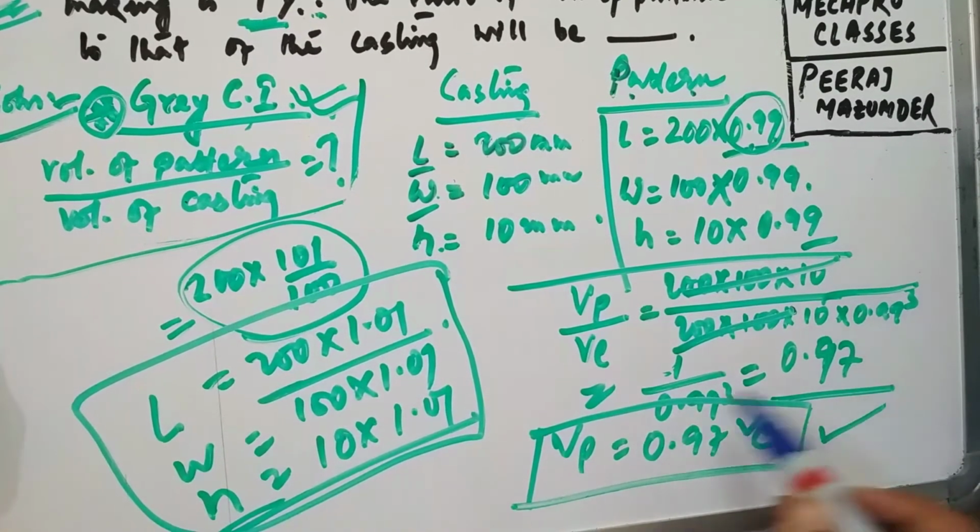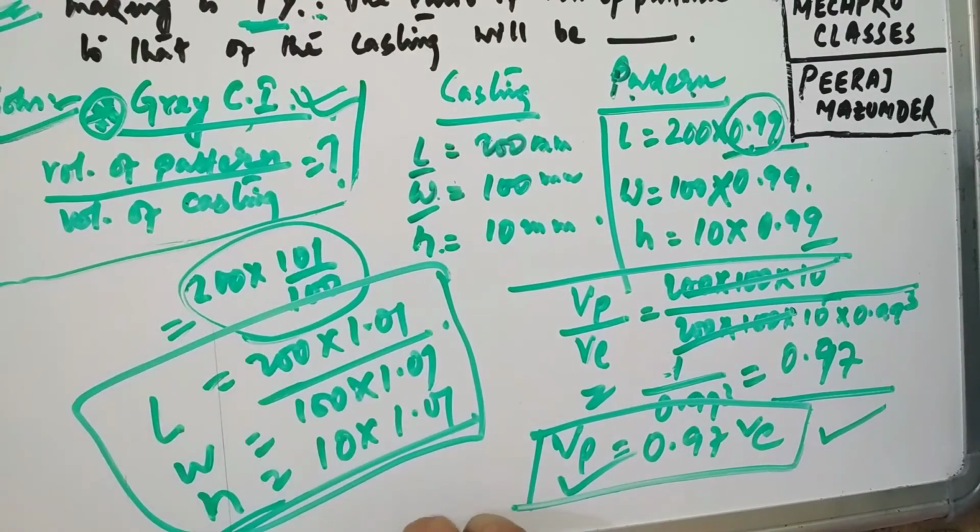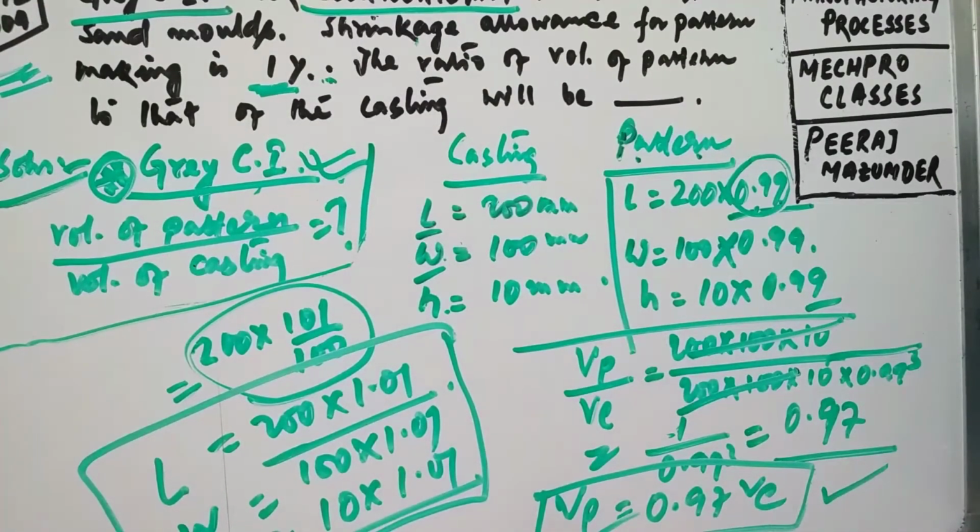So that will be the final answer, and you can see the VP, that is the volume of pattern, should always be lesser than the volume of casting in case of grey cast iron. That is the important thing you must keep in mind.